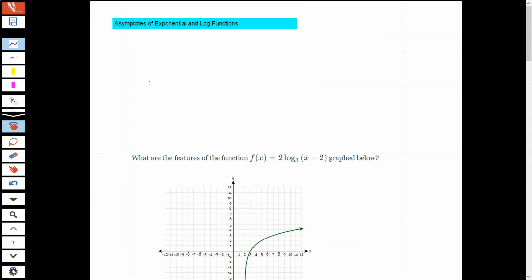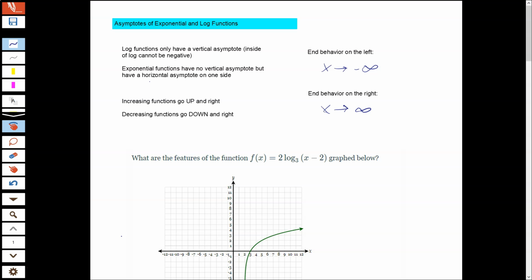Okay, so take a second to capture all of these now. You can just make bullet points. So some facts first of all. Log functions, like our f in our example here, only have a vertical asymptote. And that's because the inside of our log can't be negative, because exponents don't produce negative numbers, right? So there is only a vertical asymptote for these and no horizontal asymptote because they keep growing forever. Exponential functions have no vertical asymptote, but on one side they usually have a horizontal asymptote.